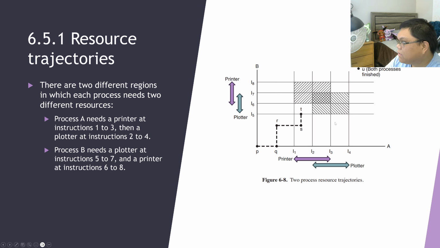There are going to be some regions in which these processes will need some resource. So process A is going to need a printer at instructions 1 to 3, and it's going to need a plotter at instructions 2 to 4. Process B is going to need a plotter at instructions 5 to 7, and a printer at instructions 6 to 8.